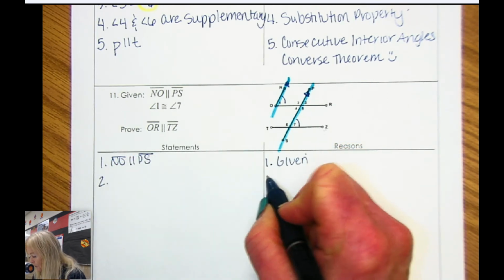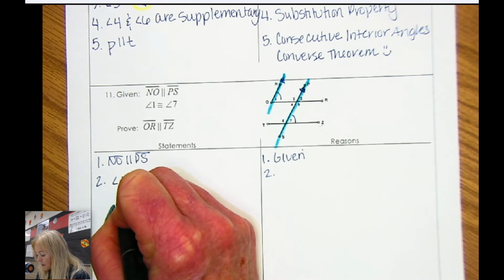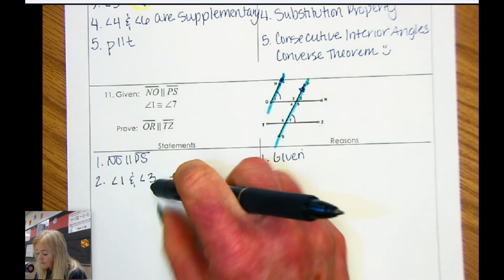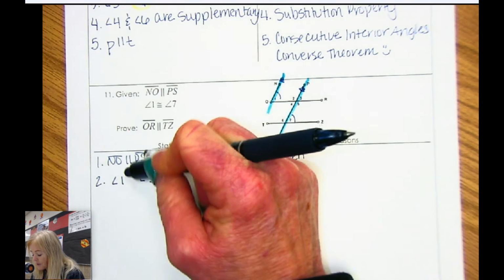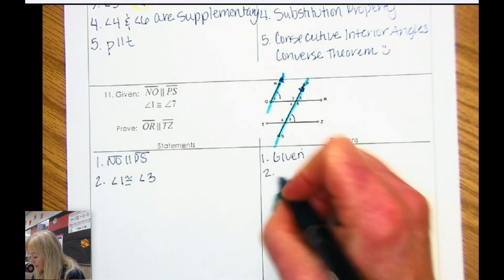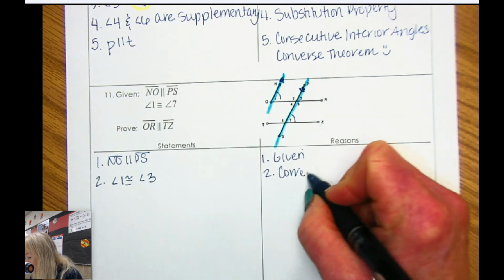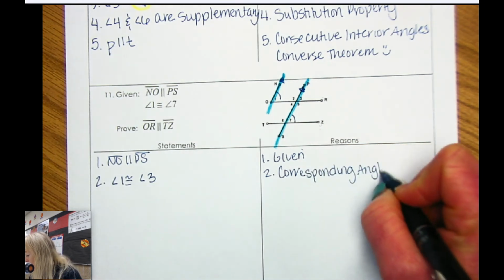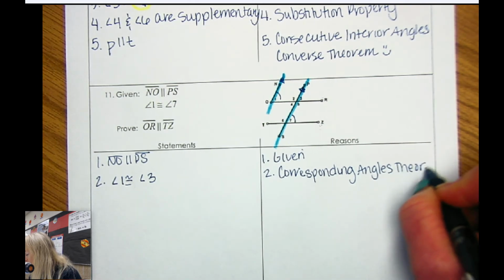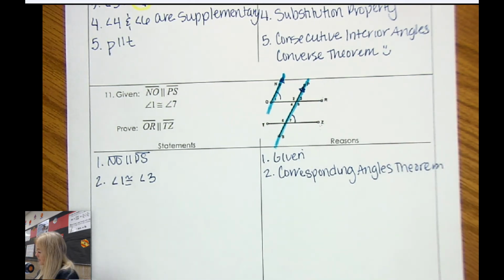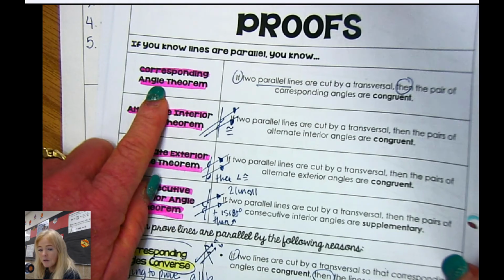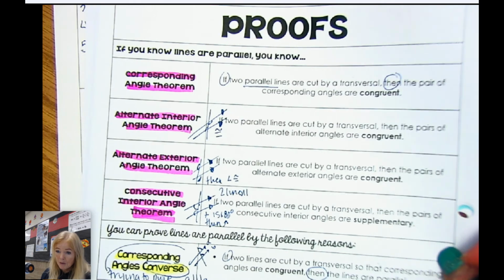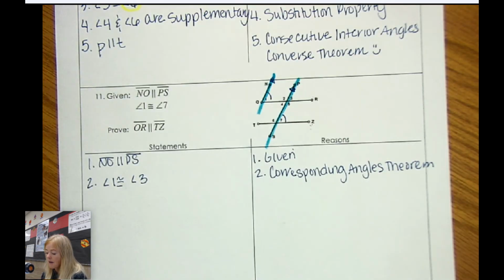Okay, so number 1, NO is parallel to PS, is given. And then number 2, from that, we can say that angles 1 and 3 are congruent because they are corresponding angles. We have a corresponding angles theorem, right? I'm going to just bring this over here real quick. Corresponding angles theorem says that if two lines are parallel, cut by a transversal, then the corresponding angles are congruent. So we got that.